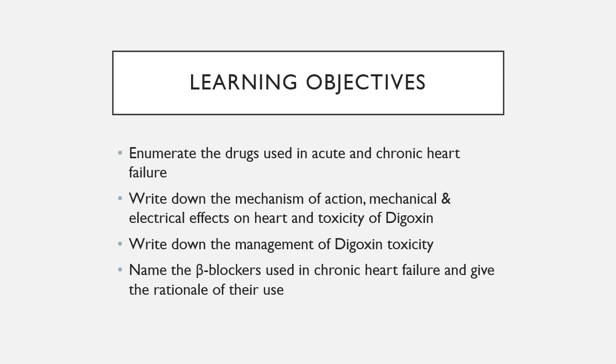So first let's check out today's learning objectives. By the end of today's session you should be able to enumerate the drugs used in acute and chronic heart failure. Write down the mechanism of action, clinical indications and toxicity of digoxin and its mechanical and electrical effects on heart. Write down the management of digoxin toxicity and name the beta blockers used in chronic heart failure and give the rationale of their use.